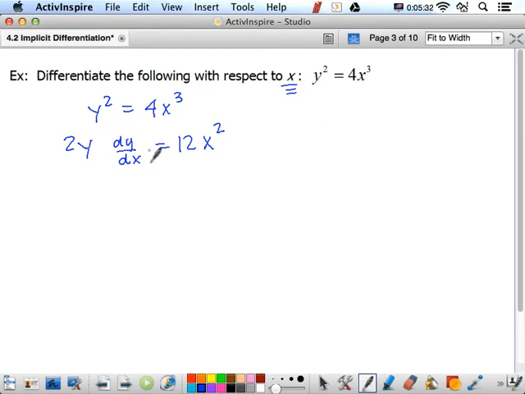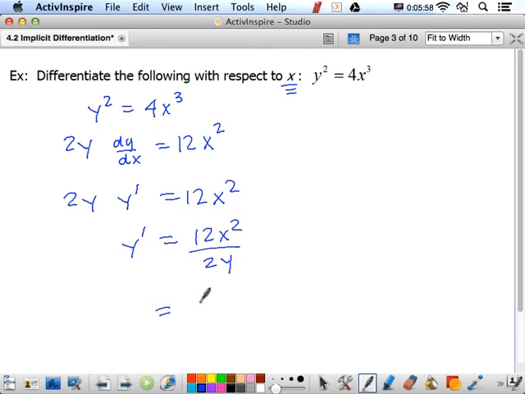This notation is the same as writing 2y, y prime. I prefer this because it doesn't look like it has a fraction in it. It doesn't matter. You can do it any way you want. So we're just going to put the y prime there. Then you just isolate the y prime by dividing both sides by 2y. So we have y prime equals 12x squared divided by 2y, which is 6x squared over y.